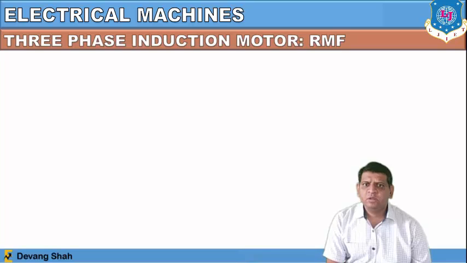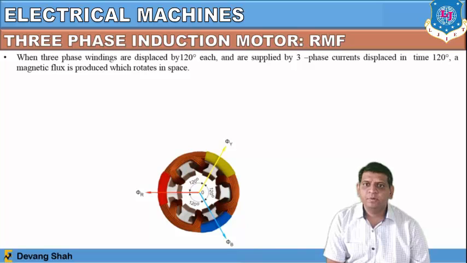We will discuss the rotating magnetic field of the three-phase induction motor. What is the principle behind this rotating magnetic field? Before discussing the principle, we will check the arrangement of winding in the three-phase induction motor. Here three-phase windings are placed 120 degrees apart from each other, having currents displaced in time by 120 degrees, and the magnetic flux produced rotates in space. So here you can see the rotating magnetic field will be produced.